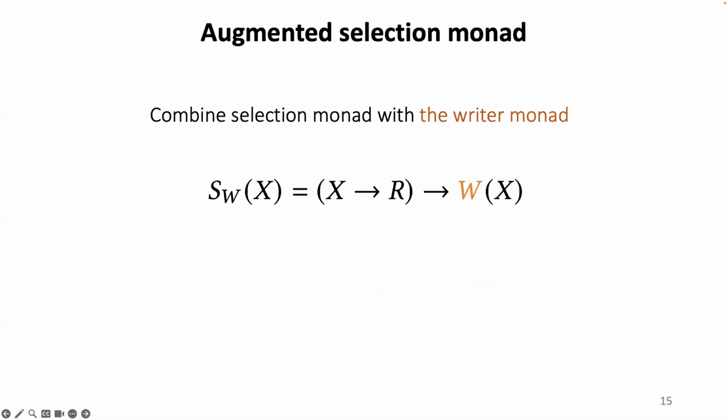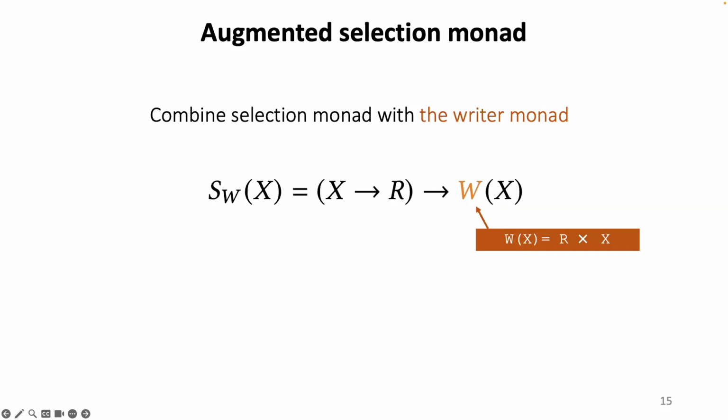And more interestingly, we can also combine selection monad with other monads. For example, we can combine selection monad with the writer monad, where the writer monad is just the standard pair of r and x, where this r is the same r as this x to r. And this writer monad basically provides semantics for our loss operations. Like, as I said, this loss operation is really a writer operation that tries to write and accumulate losses.